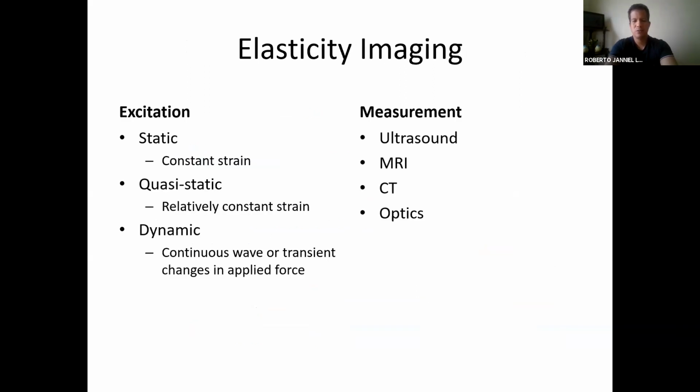But then you get to the beautiful field of imaging, right? And here's where it gets to be more interesting. So for imaging, there are really many, many different ways to construct images of elasticity. Again, there is no way of making justice to everything into one lecture, but here we are, right? So we're gonna try.